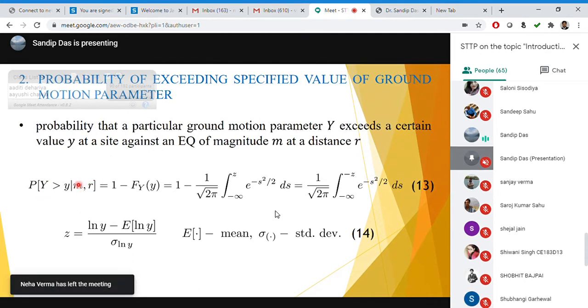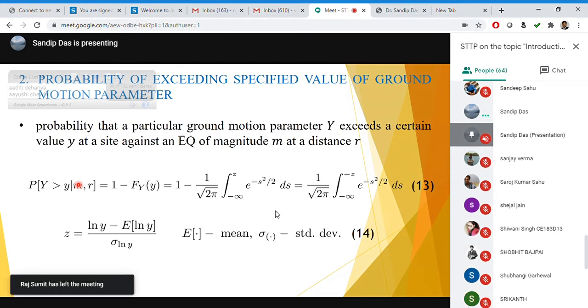But that is not the final answer we are looking for. Why? Who will give me the magnitude and distance? I only know the background seismicity. I know the recurrence model of magnitude. I know the possible locations and distances, but no one can tell me what is the magnitude and what is the distance. So your attenuation model actually gives you the conditional probability. That means the probability that your ground motion intensity will exceed a certain specified value given the magnitude and distance.